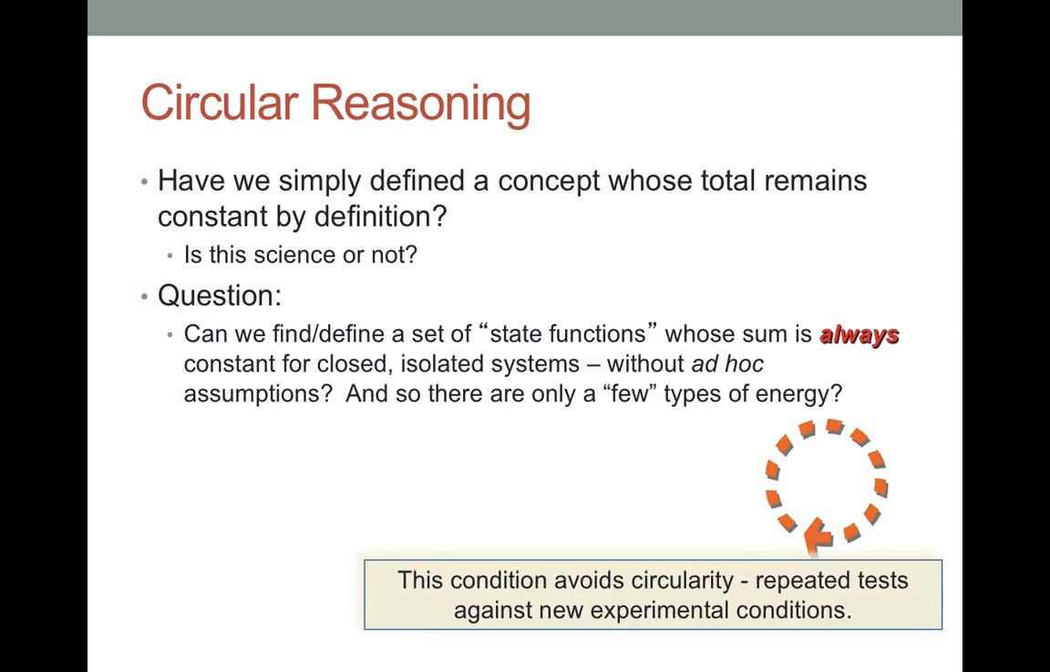So therefore, we can avoid the circularity because we have repeatedly tested this, and every time we run across an example where energy appears not to be conserved, we always seem to be able to bring the conservation of energy back without having to make a lot of ad hoc assumptions. We only have a couple of different types of energy, and every time we seem to find that it's violated, we found that in fact it has not. So the conservation of energy does appear to be a perfectly valid scientific concept.